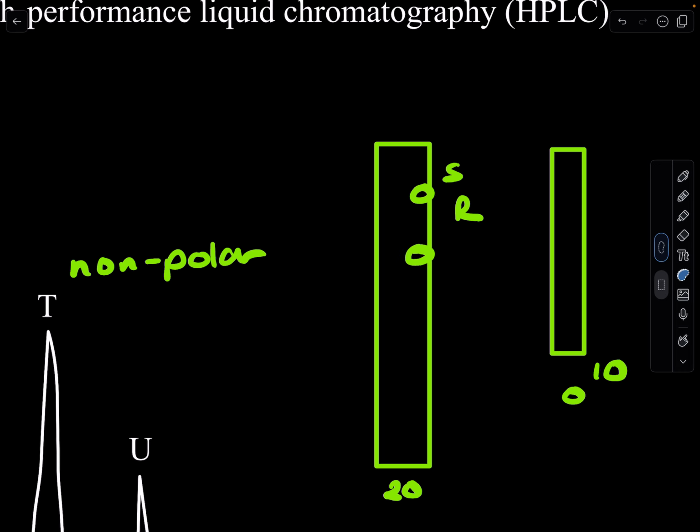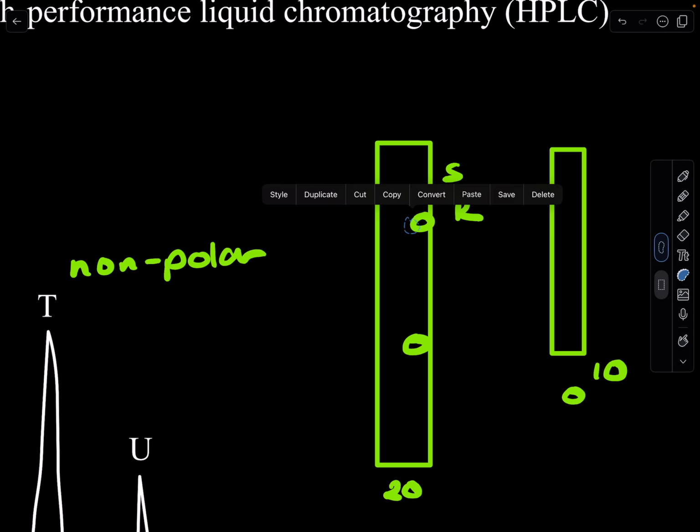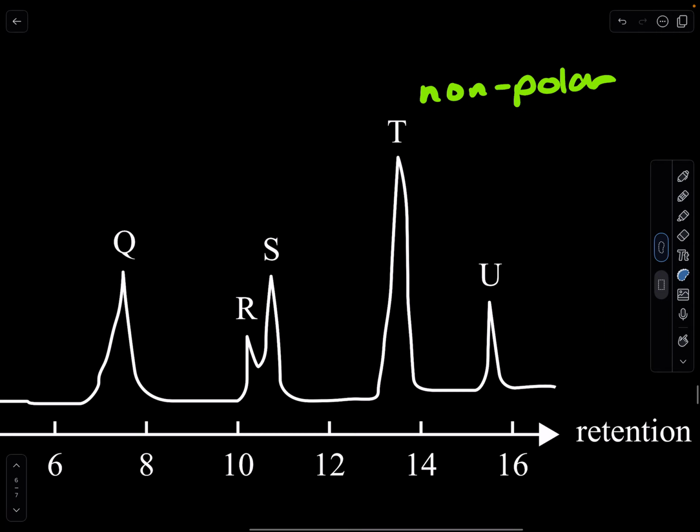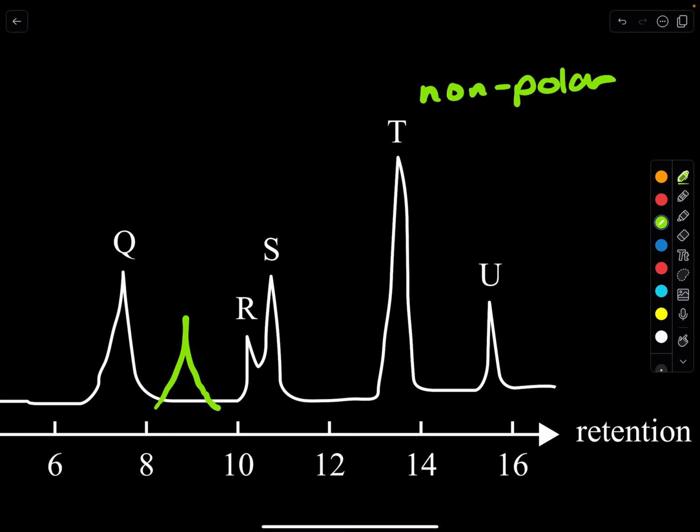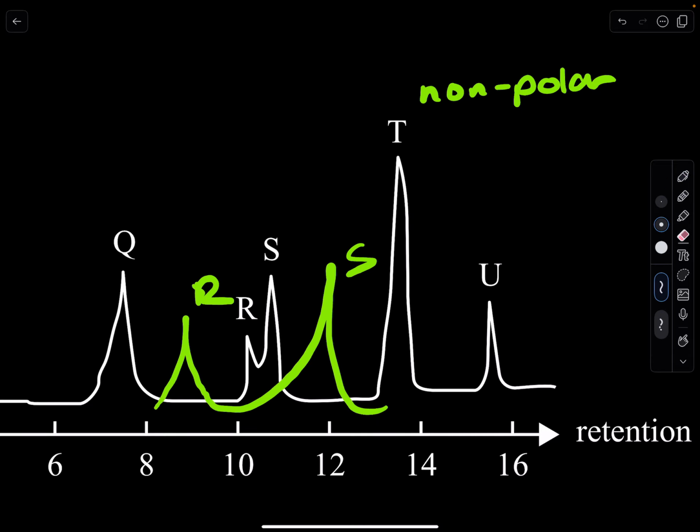So it's good to have a very long column length, like a very long tube, because they'll actually have more time to separate. The longer the length, the more separation they have, and hence when you look at it here, this will be R, and let's say this will be S. You see that they are now separated.